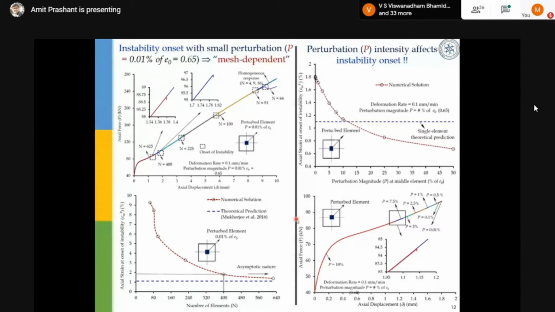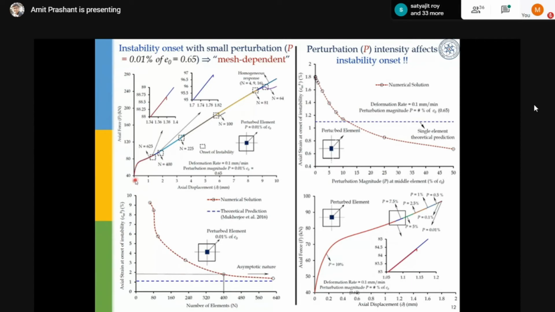And that is the reality in the field as well. So when we look at that, what we saw is two things. One is intensity of perturbation has some impact, and there is a way we have to worry about it, and there is a way to handle that also. And second aspect is when you have these instabilities evolving, there will be mesh dependency.